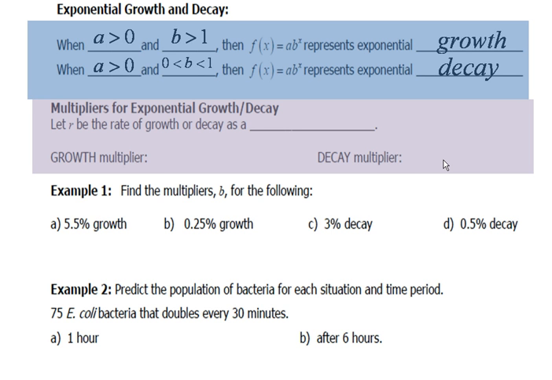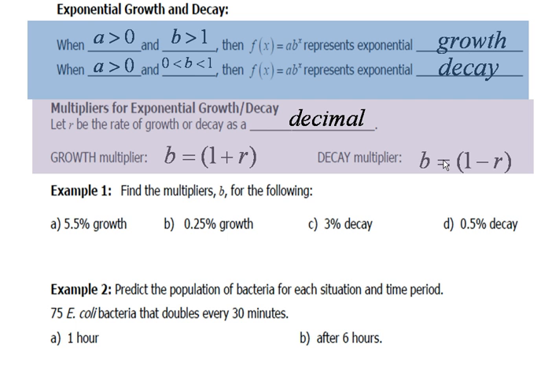Alright, so for your multipliers for exponential growth and decay, your R is normally a percent, but we're going to write it as a decimal here. So anytime we have, like, a 20% growth, we're going to change that to 0.2, write it as a decimal, divide it by 100. We'll do some practice in a little bit. Your growth multiplier, your B, is the thing that changes here. It's going to be 1 plus that decimal, your percentage as a decimal, that R, or for decay, you subtract it. So for letter A, 5.5% growth.